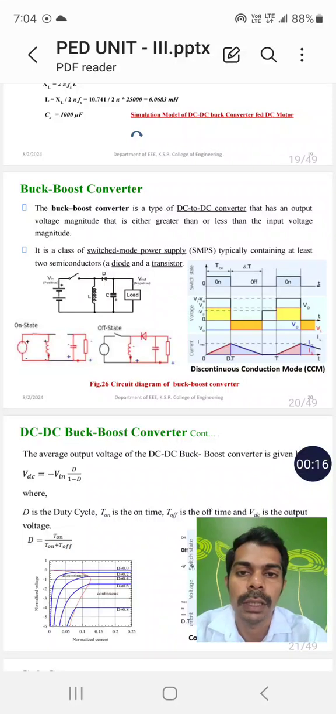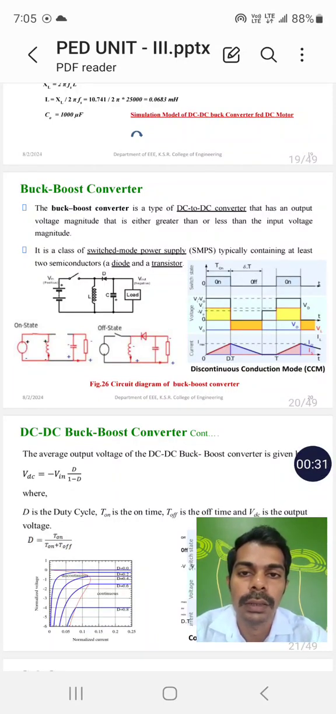Here we are going to see the buck boost, which means the output voltage can be greater than the input voltage and also less than the input voltage. Buck means less than the input voltage, boost means greater than the input voltage.